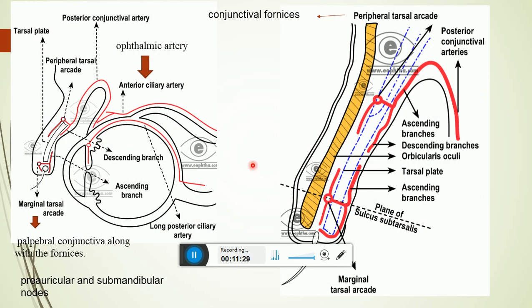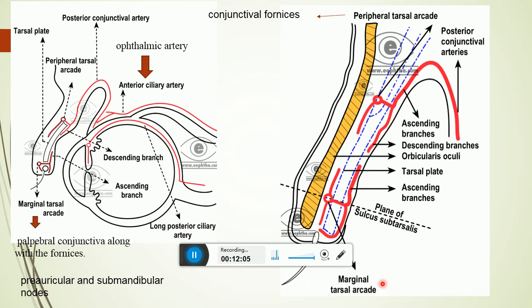Now the blood supply of conjunctiva. The arterial supply of the conjunctiva derives from the peripheral tarsal arcades, the marginal tarsal arcades, and the anterior ciliary arteries. Bulbar conjunctiva is the only tissue in the body where constituent blood vessels are visible. So the blood supply is from the palpebral arcade. There are two palpebral arcades which are the major source of the blood supply of the conjunctiva. These are marginal tarsal arcade and peripheral tarsal arcade.